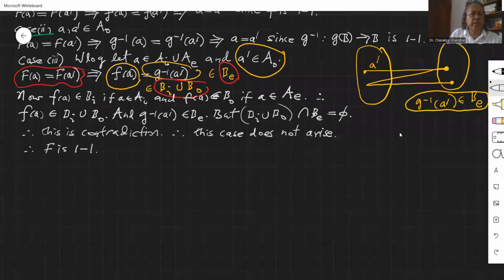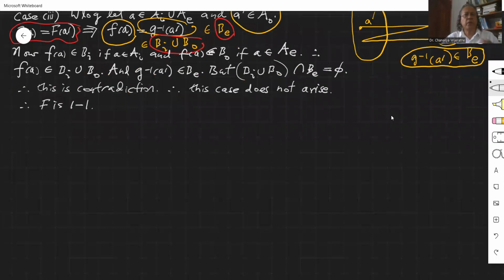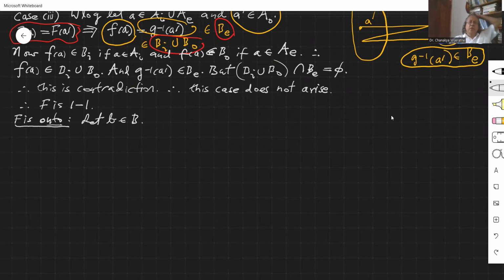Okay, how do we show that F is onto? We start by taking an element b that belongs to B, and we'll show that there's an element in A such that capital F of a is equal to b.